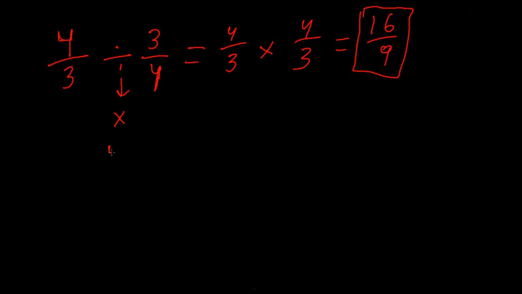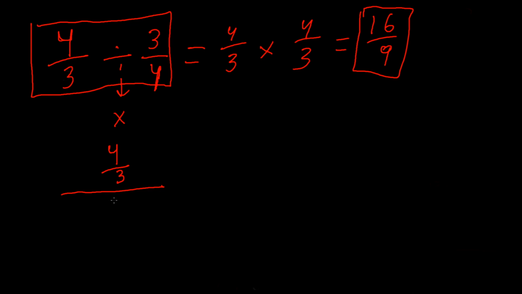But I'm going to show you why we flip the sign. And the way we do that is that we would rewrite this expression into a complex fraction. A complex fraction is just a fraction with a fraction on the top or on the bottom. So this right here is a complex fraction. And then we would just multiply the top and bottom by a certain number.